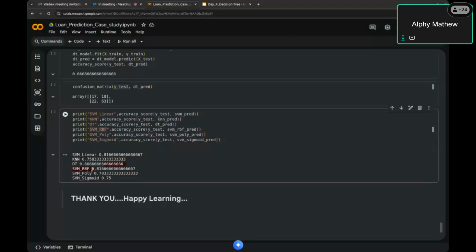Before we end, let's quickly rewind the entire case study. What we did is that we downloaded the raw data set, we cleaned it, we handled the missing values, we encoded the categorical columns, we scaled the numerical features, then we split the data set into train and test. Then we tried three classification algorithms. There are many more classification algorithms available. Logistic regression is there, and then naive Bayes classifiers are there.